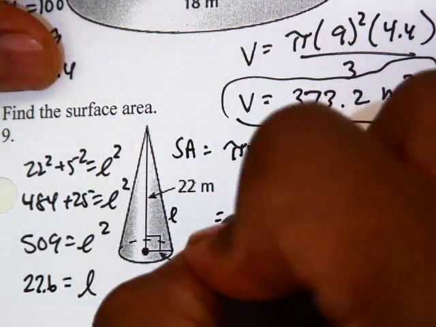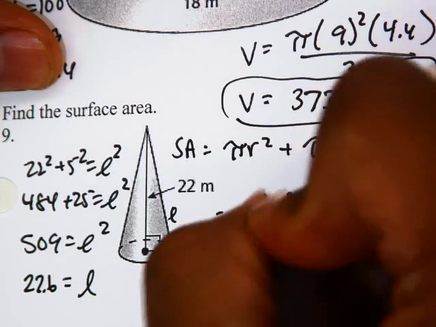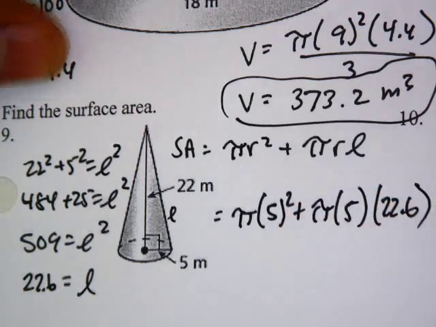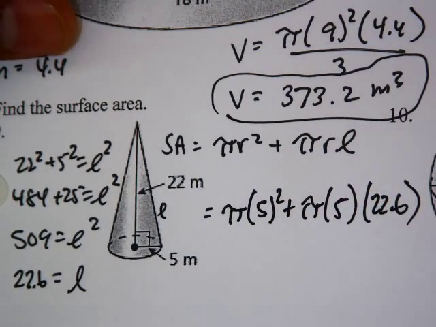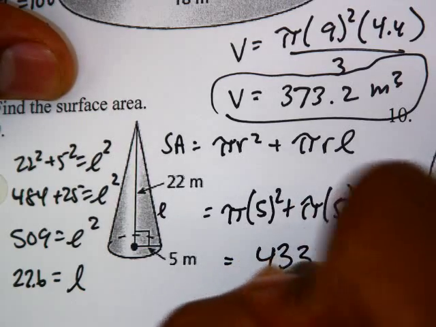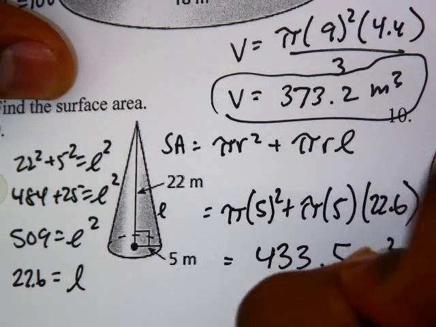So the surface area is pi times 5 squared plus pi times 5 times 22.6. And you can just type all that in your calculator and get a surface area of approximately 433.5 meters squared.